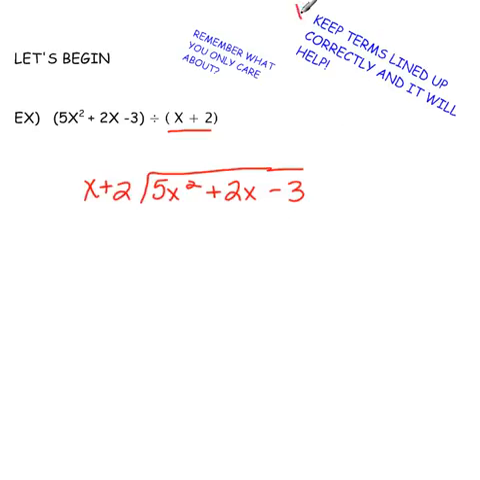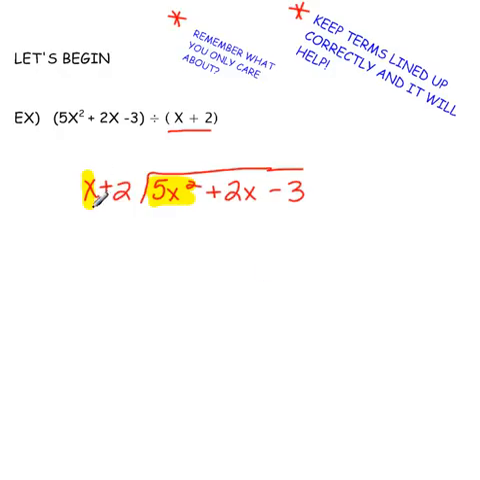Now I've got you a couple of notes up here. Keep terms lined up correctly, and it's going to help you stay organized and remember what you only care about. Do you remember? Here we go. We only care about the first term on the outside, which is an x, and the first term on the inside, which is a 5x squared. This is what we care about. Now, we've got other things here, but just looking at the terms that are highlighted.